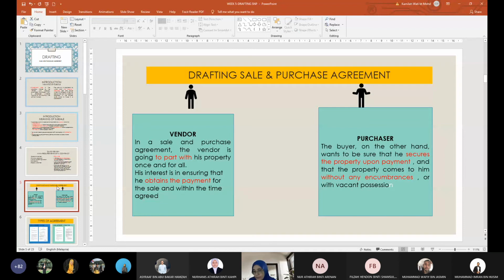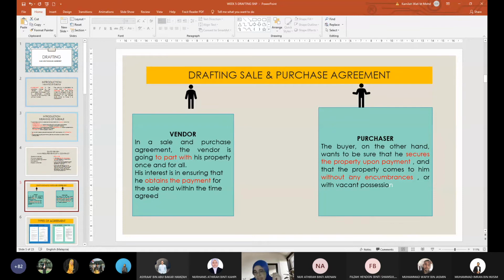So on the part of the vendor, in a sale and purchase agreement, what is the most important ialah the vendor is going to part with his property once and for all. Dia nak dispose the property. So when we talk about provisions dalam agreement tu, the most important thing lah, his interest is in ensuring that he obtains the payment for the sale within the time agreed. So yang menjadi concern kepada vendor bila dalam transaksi ni ialah bila dia part with the property, dia akan dapat duit dalam masa dan tempoh yang ditetapkan.